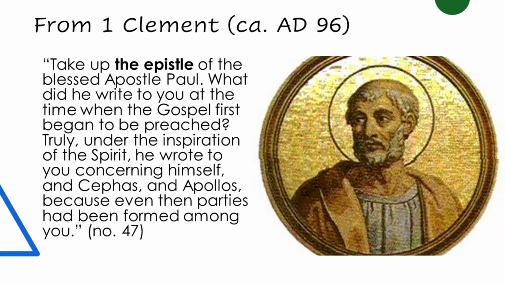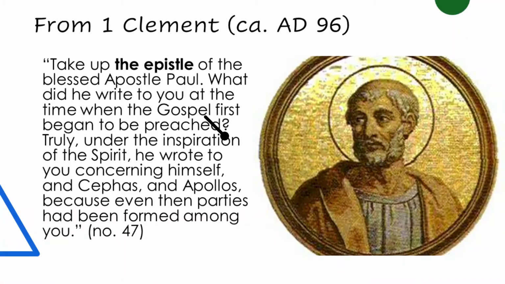We read in 1 Clement, this is an early patristic writing from the very end of the 1st century, where the 4th Pope, Pope St. Clement I, says, "Take up the epistle of the blessed Apostle Paul. What did he write to you at the time when the gospel first began to be preached? Truly, under the inspiration of the Spirit, he wrote to you concerning himself and Cephas and Apollos, because even then parties had been formed among you."